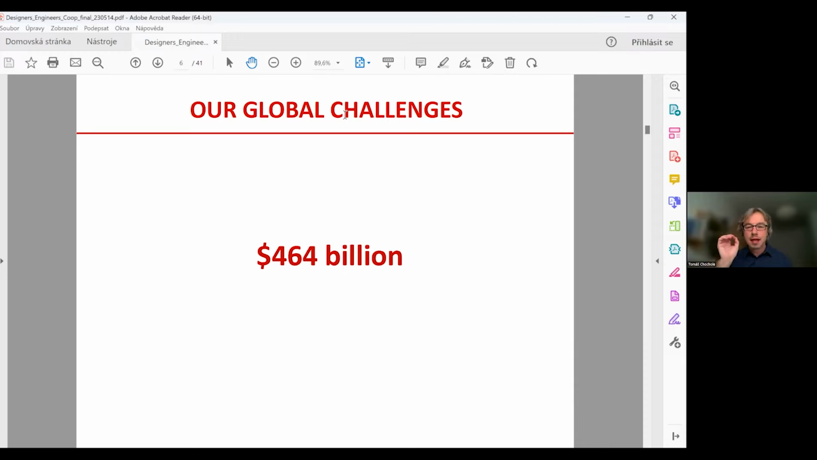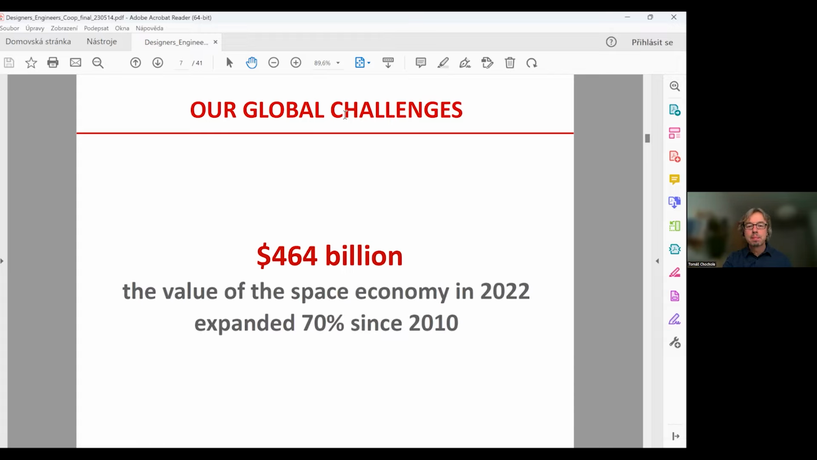And this huge amount is from the space economy, the space industry, because this was the value of the space economy last year, 2022. And it's really interesting information that this space economy has increased about 70% since the year 2010.